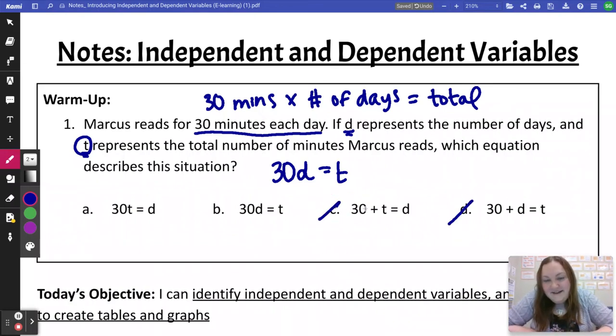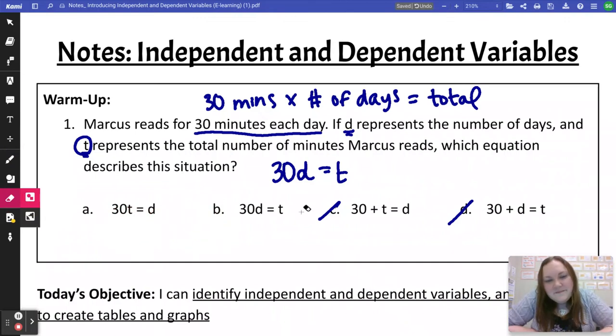Equations C and D are wrong because they've got addition in here, and you wouldn't be adding 30 minutes plus the number of days or 30 minutes plus the total number of minutes. There wouldn't be any addition there. So we're left with these two over here. And if we pay attention to the place we've got those variables, we see that B would be correct. A is close because A's got that multiplication we're looking for, but you would not be multiplying 30 times the total number of minutes. You'd be multiplying 30, like we said, with the number of days.